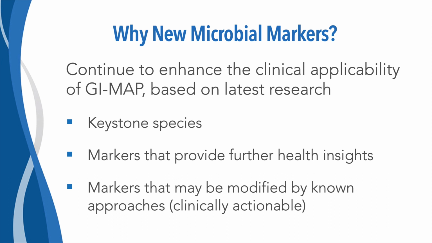Markers were also selected based on their ability to provide clinicians with additional insights into the health of their patients, in particular in the areas that GI map already has a very strong focus in, which is digestive function as well as immune function. And lastly, markers were also selected based on their ability to be modified in practice by known clinical approaches. So that gives you a little bit of insight into how the new microbial markers were identified and selected for inclusion in the new version of GI map.